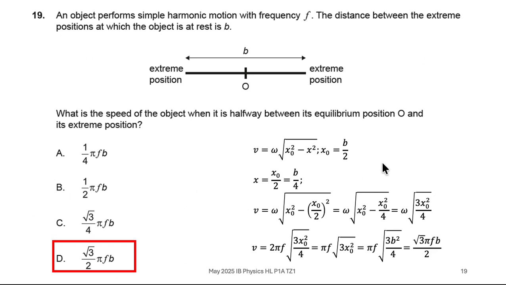Now, I think the bit that students forget about is this equation here, this v. Often, we've got two equations for v. We have one which is as a function of time. This is v as a function of x. There's no dependence on time here. So if you're using the equation v equal omega x naught cos omega t, that's not going to give you anything here. You're going to have to use the dependence with x.